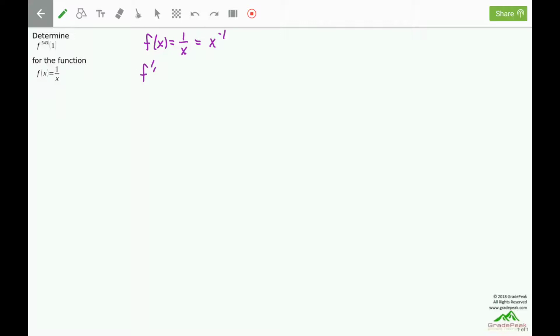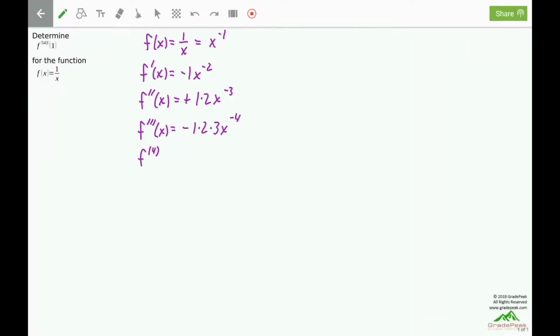power rule. The first derivative will be: bring down the negative 1, subtract 1 from the exponent. The second derivative will be: bring down the negative 2. Negative times negative will become a positive, and it will be a 1 times 2, x to the negative 3. I'm going to write it as 1 times 2 instead of multiplying them so we can start to see the pattern. The third derivative will be a negative 1 times 2 times 3, x to the negative 4.